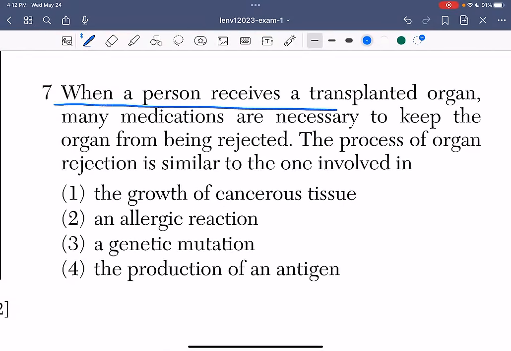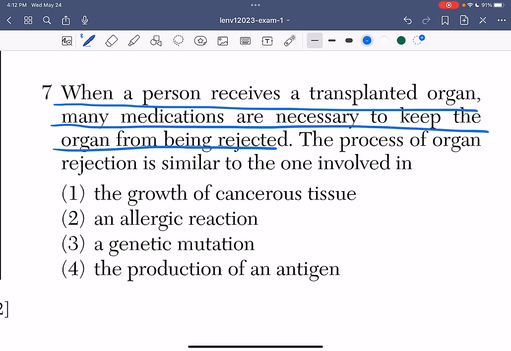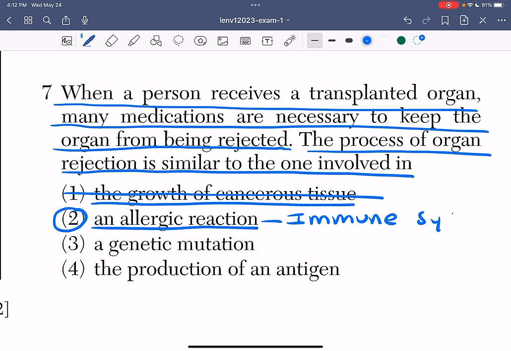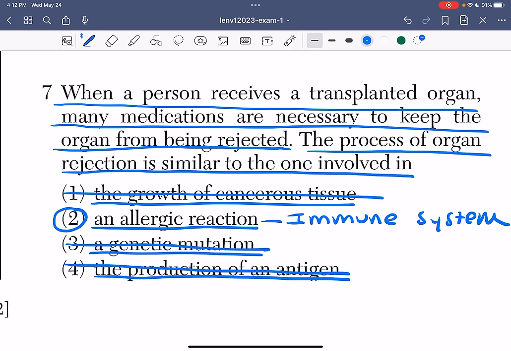When a person receives a transplanted organ, many medications are necessary to keep the organ from being rejected. The process of organ rejection is similar to the one involved in, so let's see, number 1, the growth of cancerous tissues, that is incorrect, an allergic reaction, yes, because this has to do with the immune system. Genetic mutation, nope. The production of an antigen? No, that's something else. So the best answer for number 7 is choice 2.